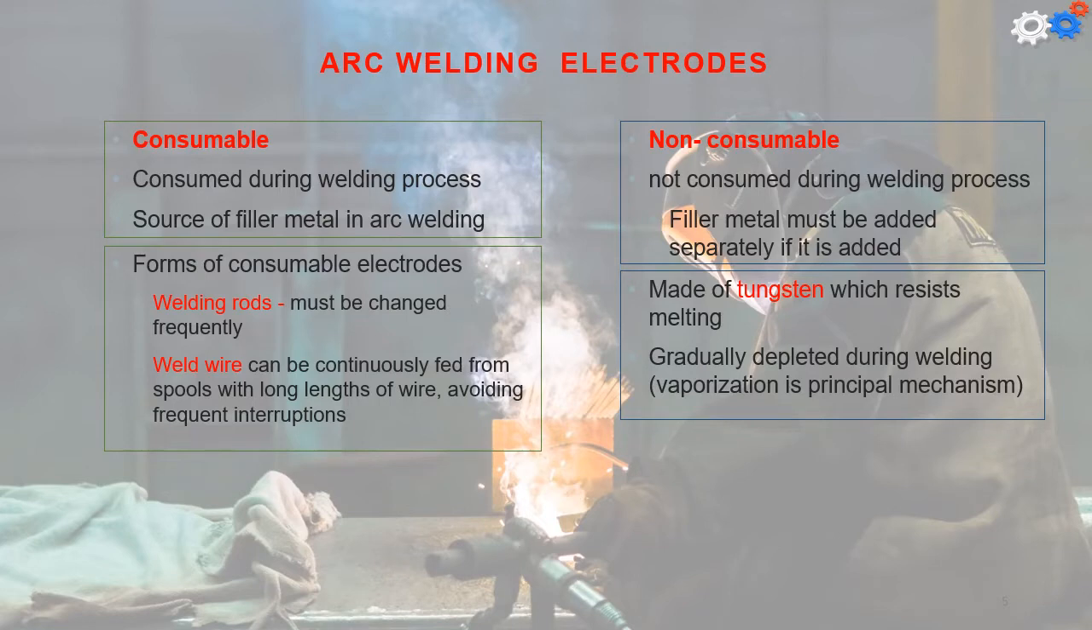Arc welding electrodes can be classified into consumable and non-consumable. The consumable electrode is consumed during the welding process and is a source of the filler metal in arc welding. Consumable electrodes come in the form of welding rods or weld wire. The non-consumable electrode is not consumed during the welding process. The filler metal must be added separately if it's needed. It's made of tungsten, which resists melting, but it is gradually depleted during the welding process.